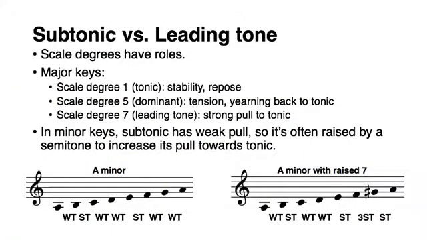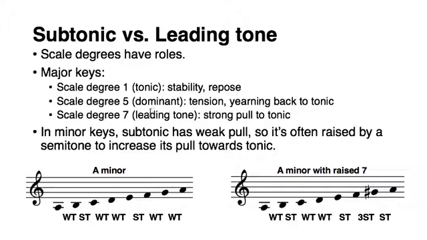We have previously talked about relationships between scale degrees when we talked about major keys. There we mentioned that scale degree 1, or tonic, implies repose and stability, that scale degree 5, the dominant, implies tension and a yearning back to tonic. It wants to resolve and go back to tonic. It's time to define just one more relationship, that of the leading tone and the tonic.